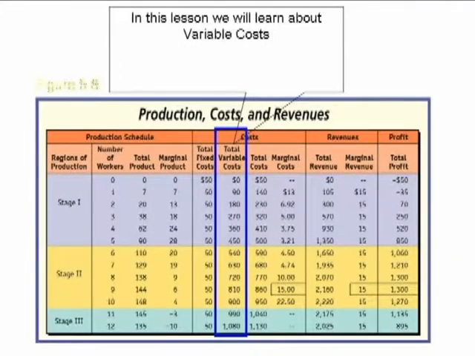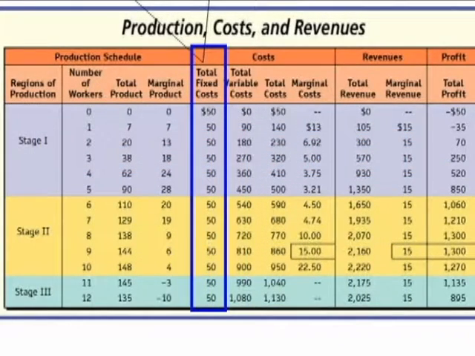In this lesson, we will learn about variable costs and specifically how to calculate total variable costs. Now, variable costs can change, which makes them different from fixed costs. In the previous video, you learned about fixed costs that remain the same over a period of time. That period of time that we're speaking about is also known as the short run.